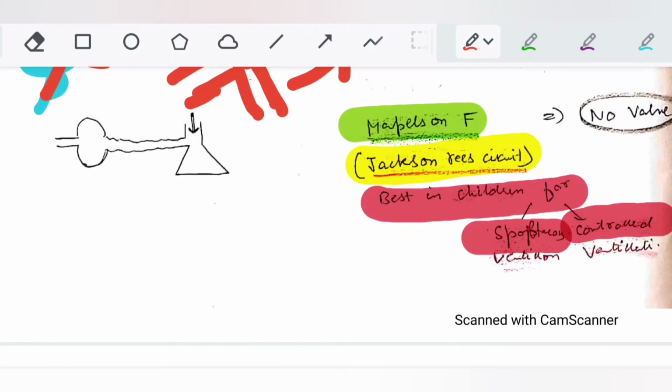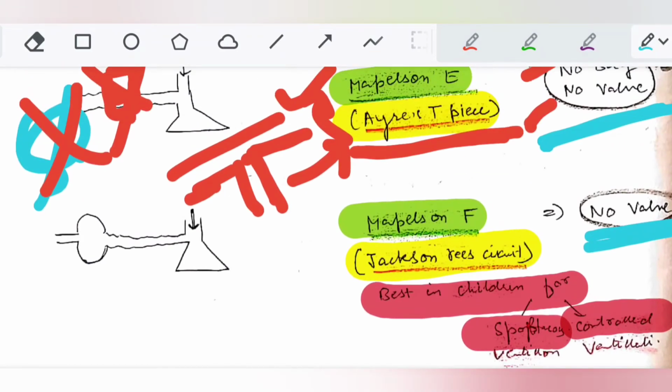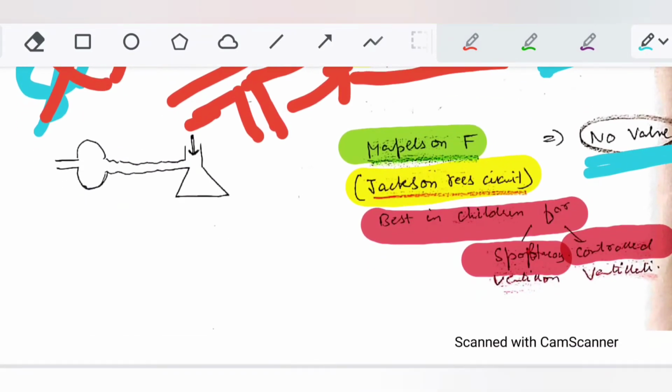Now coming to Mapleson F. Mapleson F will have no valve. Here the reservoir bag is present, but there will be no valve. It is also known as the Jackson-Rees circuit.